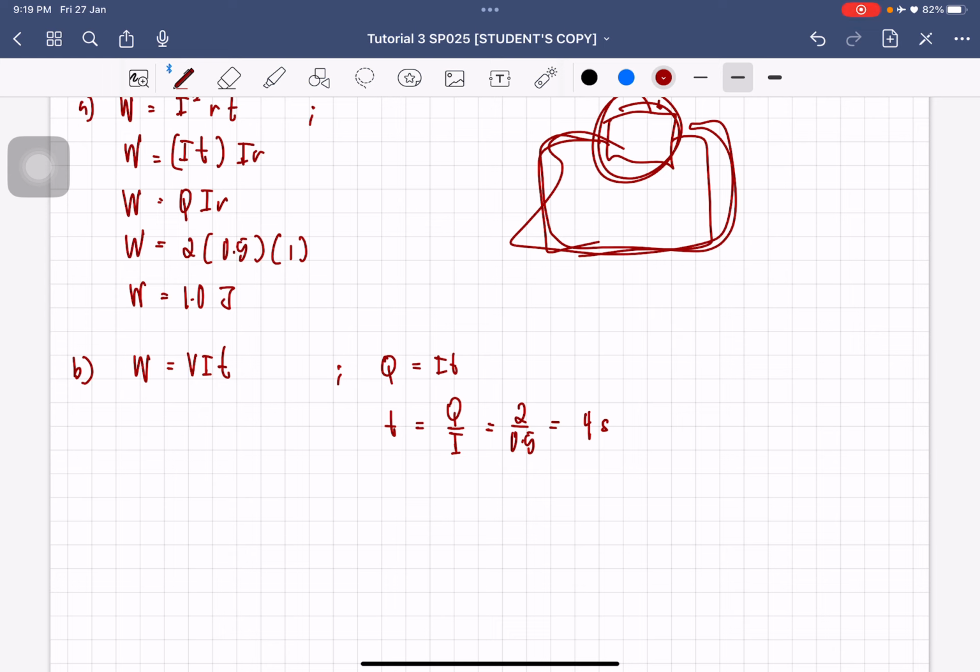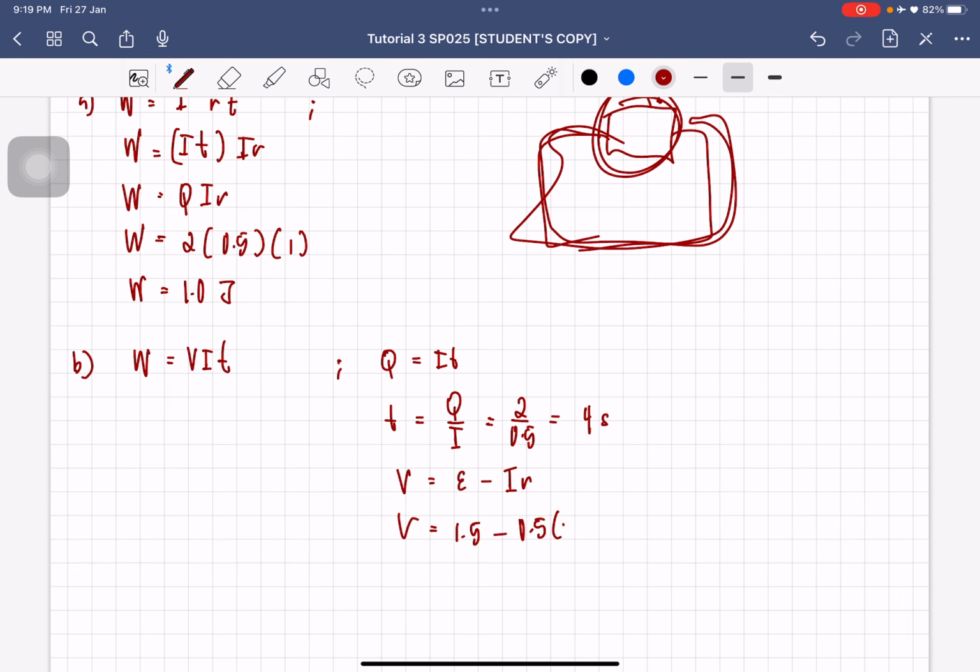Alright, so after that, we have to find the value of V, which is the terminal voltage, for this equation here. So how do we do that? We know that the equation of terminal voltage is this one here. So we can just substitute the values. So EMF is equal to 1.5 minus 0.5 times the internal resistance, which is 1. So you calculate, and then you will get the terminal voltage, which will be equal to 1 volt.